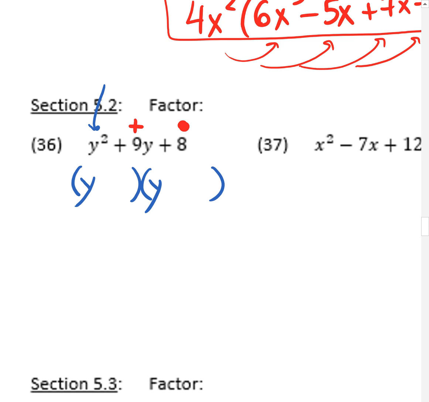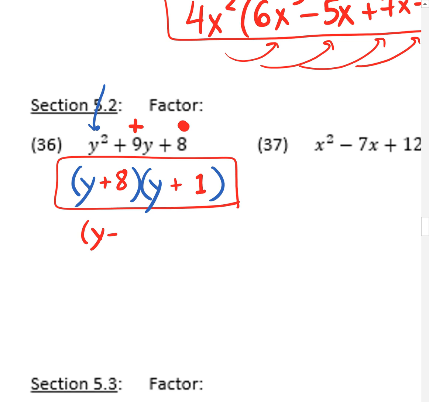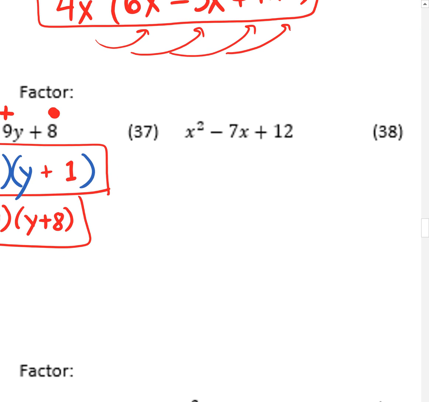So what multiplies to 8 but adds to 9, that would be 8 and 1, or 1 and 8, either way. Because 8 times 1 is 8, 8 plus 1 is 9. So there it is, that's it. Easy peasy. Or of course, like we said, if you had written it backwards, y plus 1, y plus 8, that's the same thing. As long as you have the same factors, it doesn't matter what order they're in at all.